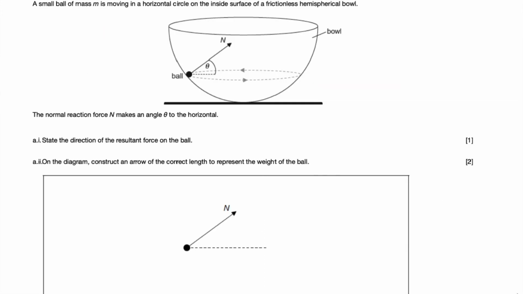A small ball of mass m is moving in a horizontal circle on the inside surface of a frictionless hemispherical bowl. The normal reaction force N makes an angle theta to the horizontal. State the direction of the resultant force on the ball. Since the ball is in circular motion, the direction of the net force is going to be the direction of the centripetal force.